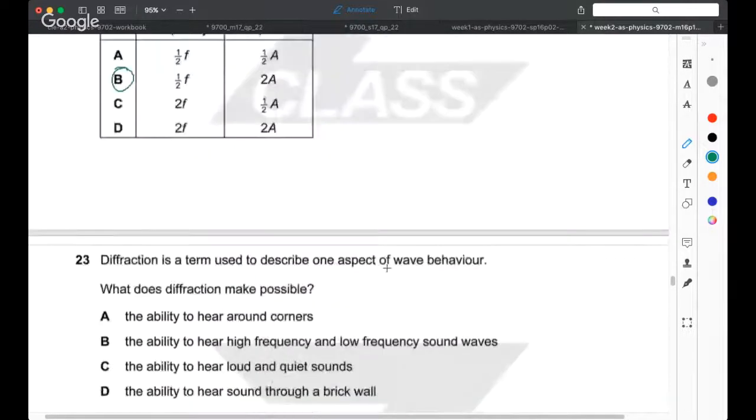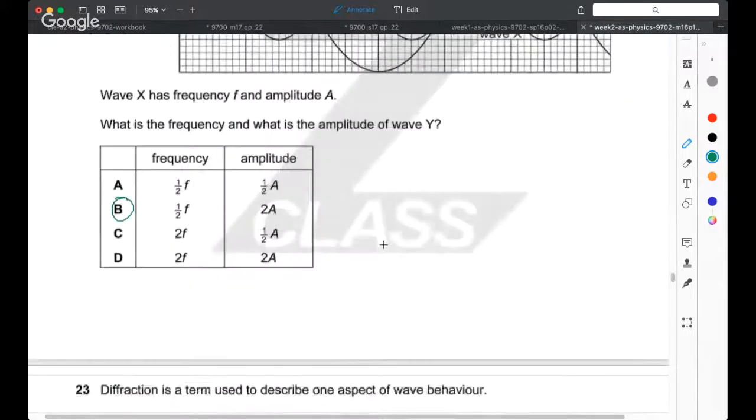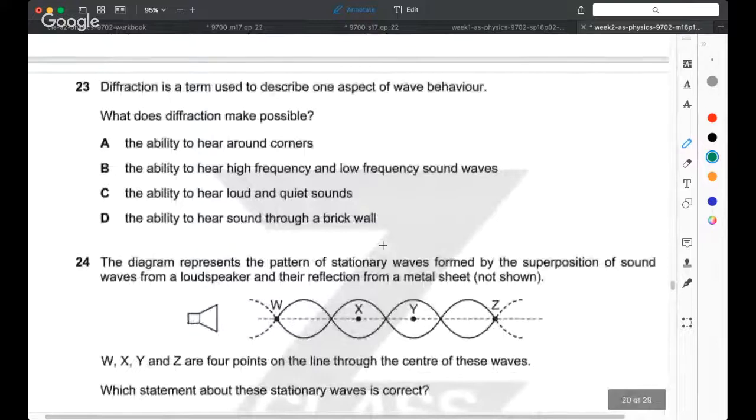So what happened here? It's telling you the velocity of both waves is the same. So if you have one, you have to multiply the other one, and you will have both velocities. Okay, 22.